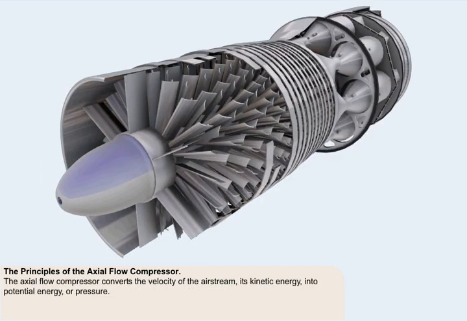We'll now examine the principles of the axial flow compressor, which are basically the same as those of the centrifugal flow compressor. The axial flow compressor converts the velocity of the airstream, its kinetic energy, into potential energy or pressure. The means which it uses to achieve this conversion are, however, different to those used in the centrifugal compressor.